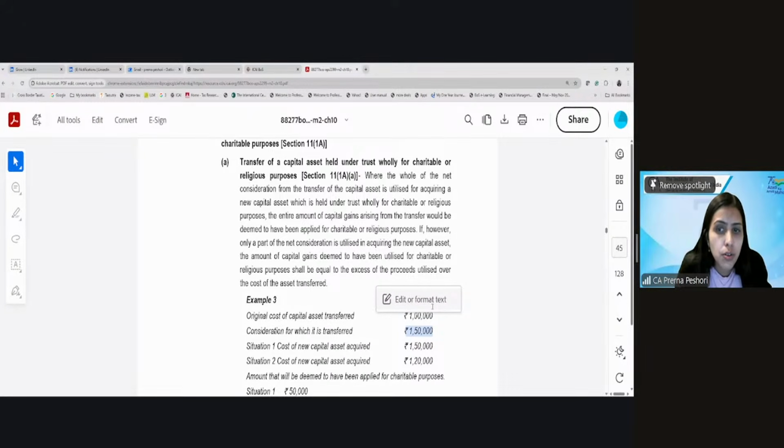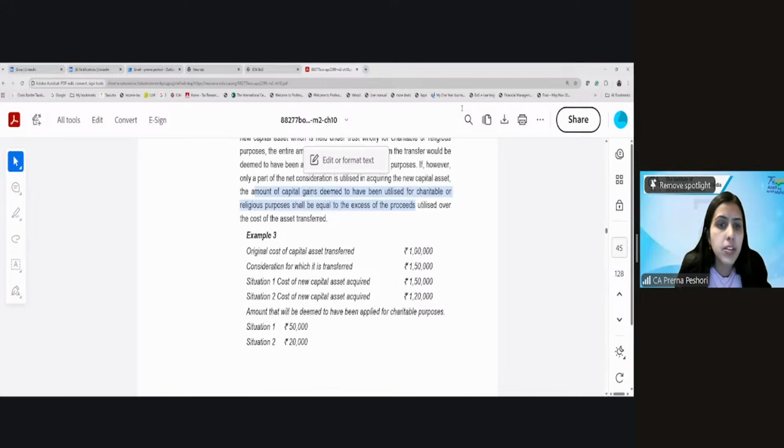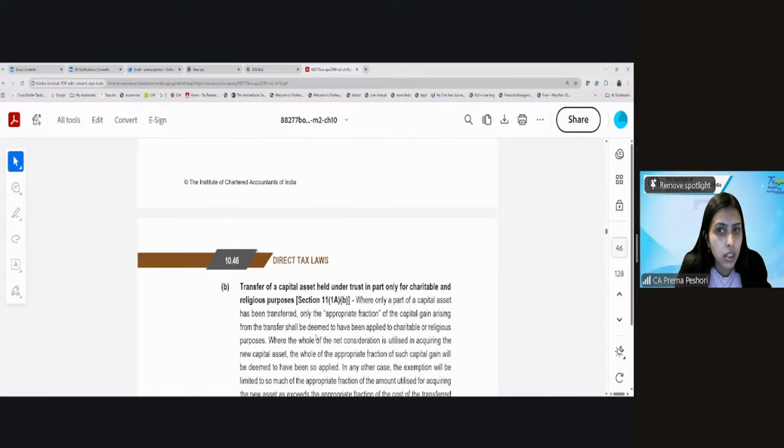What will be in situation 2? 1,20,000 minus 1 lakh. 1,20,000, which is the new asset, minus the cost of the old asset. Clear? So 20,000 will be considered as my application. Okay? Any question? Clear. Okay. So this is how you need to consider the application of capital gain.